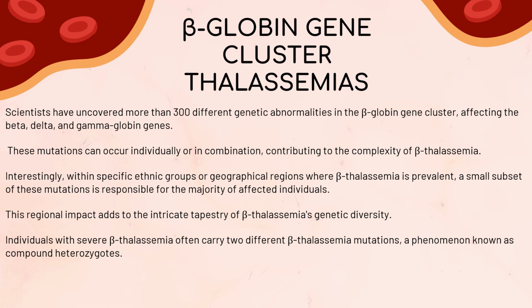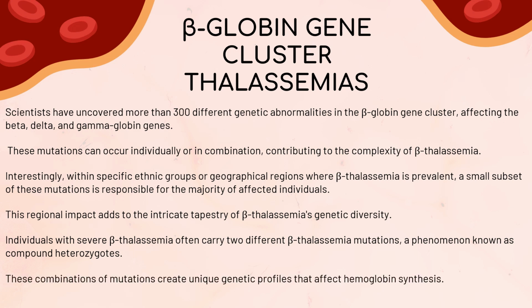Individuals with severe beta-thalassemia often carry 2 different beta-thalassemia mutations, a phenomenon known as compound heterozygotes. These combinations of mutations create unique genetic profiles that affect hemoglobin synthesis. To keep track of these diverse mutations, scientists maintain a comprehensive list in the HbVar mutation database, an invaluable resource accessible online. This database helps researchers, clinicians, and families better understand the genetic landscape of beta-thalassemia.